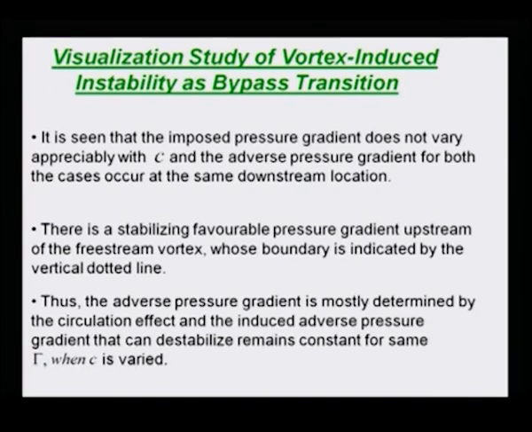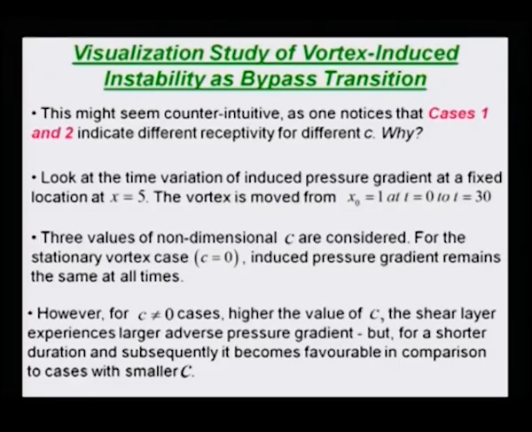We have talked about this: we have a stabilizing favorable pressure gradient upstream of the free-stream vortex. The boundary is given by the vertical line, and the adverse pressure gradient is mostly determined by the circulation effect. And the induced adverse pressure gradient that can destabilize remains constant for the same gamma when C is varied. Now, this is what we observe. We pose the question that it seems counterintuitive that we have the same adverse pressure gradient, but case 1 shows receptivity, case 2 does not. Why?